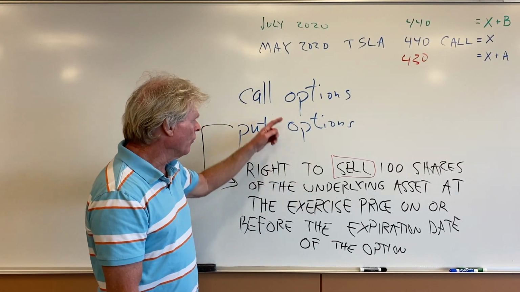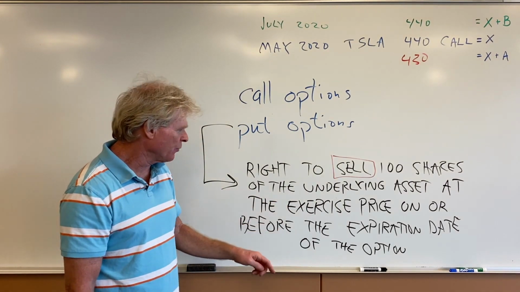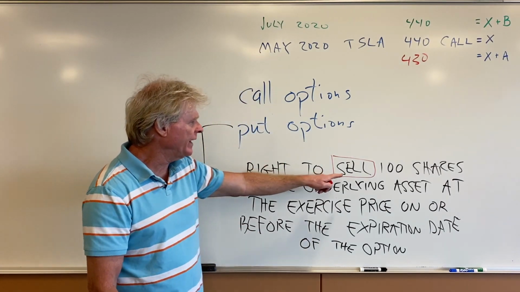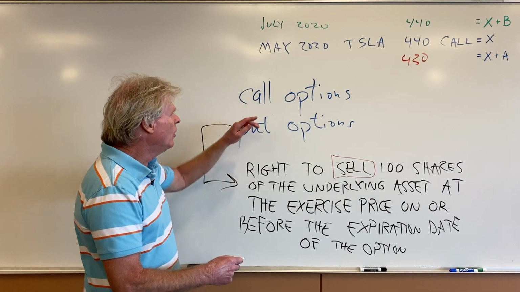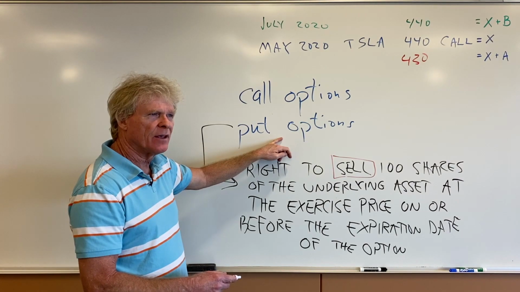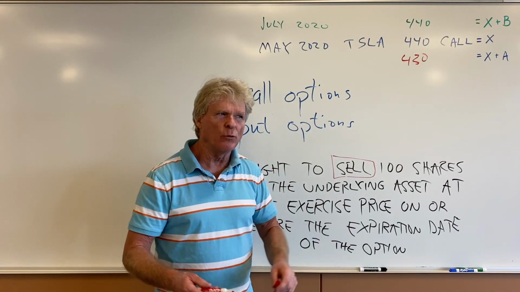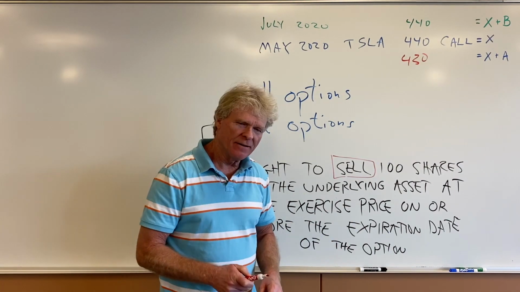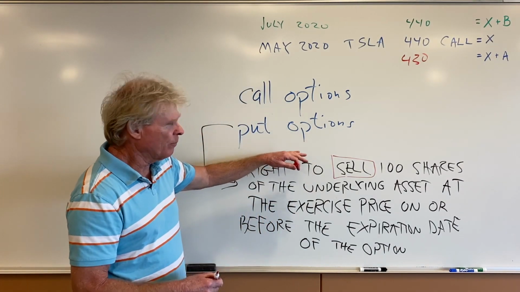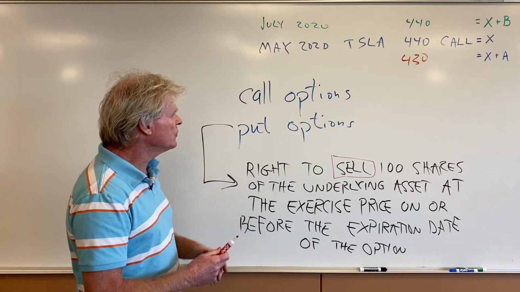The right to sell. Remember, a call option gave you the right to buy 100 shares of the underlying asset at the exercise price on or before the expiration date of the call option. Put option, the right to sell. So the only difference is really call options give you the right to buy, put options give you the right to sell. When you first see this, it may not be apparent why that would be something of interest to anyone, but that insight will come as we go through these. Just right now, concentrate on learning the definitions of these. So call options and put options.